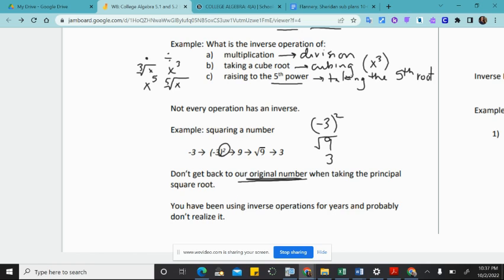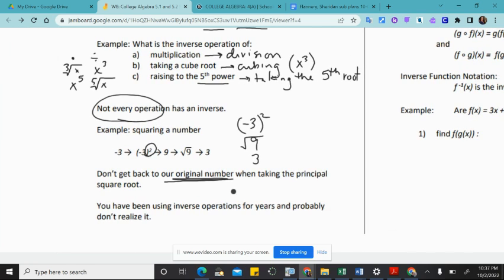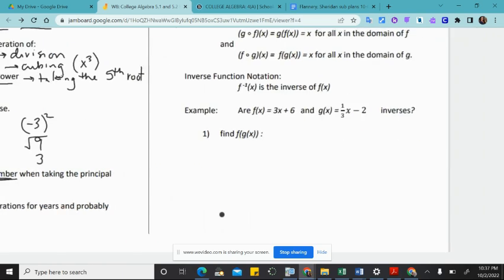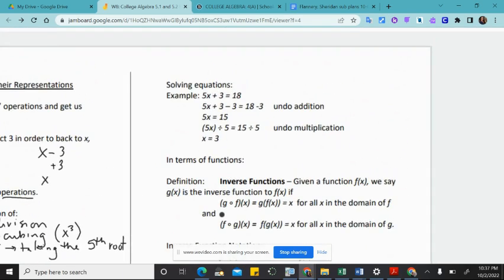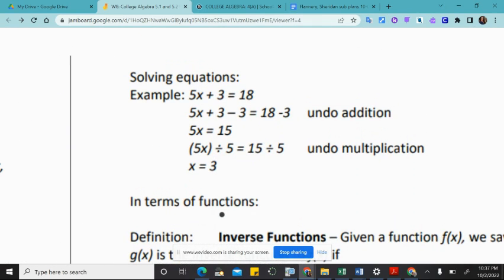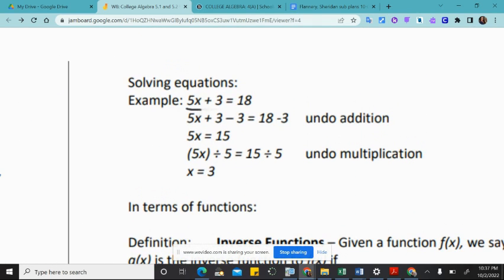So we have to be careful because not every operation has an inverse, or doesn't have a simple inverse. We'll put it that way. You have been using inverse operations for years, every time you're doing algebra, whether it was in your head or on paper. Like if I told you to solve 5x plus 3, well, the first thing I do is subtract 3. Why? Because it's the inverse operation of adding 3, right?